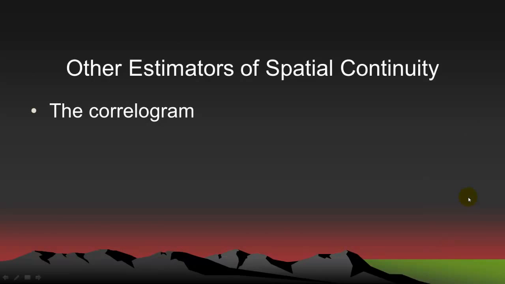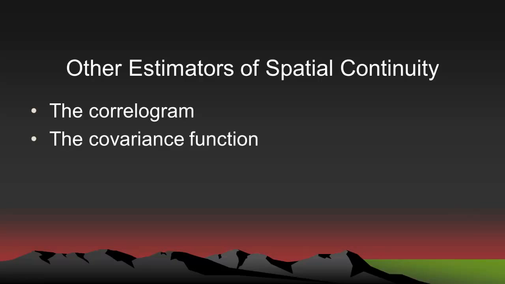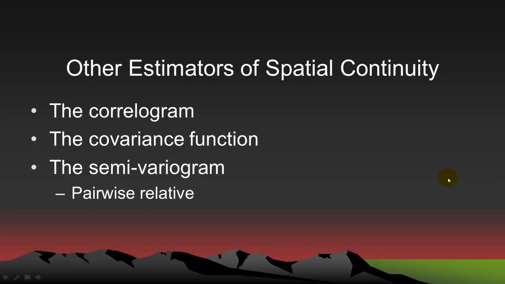There are other popular estimators of spatial continuity besides the Correlogram. For example, we have the covariance function. The covariance function is very closely related to the Correlogram, as we will see in the next slide. We have the Semi Variogram, which we will also explore deeply in the next few slides. And then we have variations of the Semi Variogram, such as the pairwise relative, the madogram, and so on. There are others, but these are just a few.